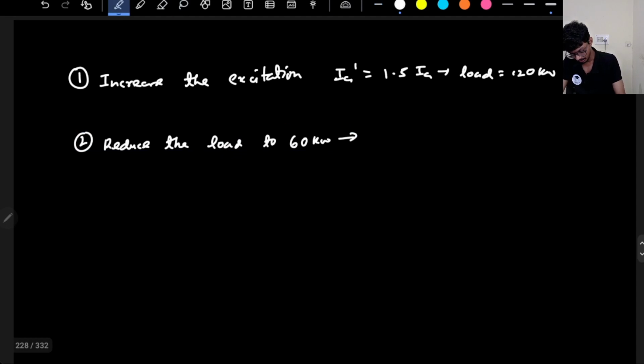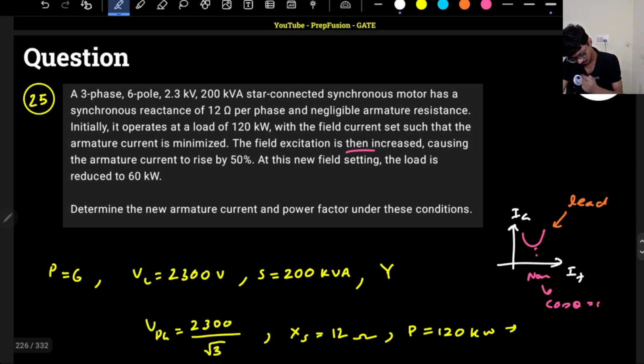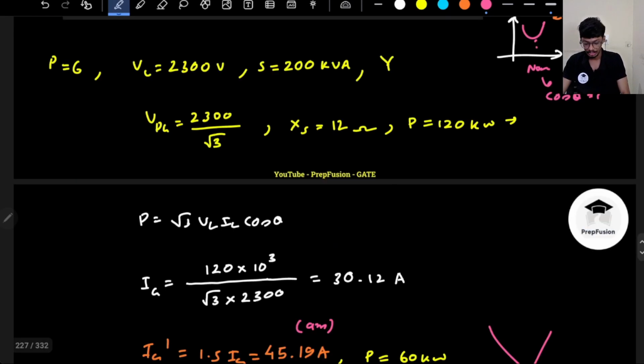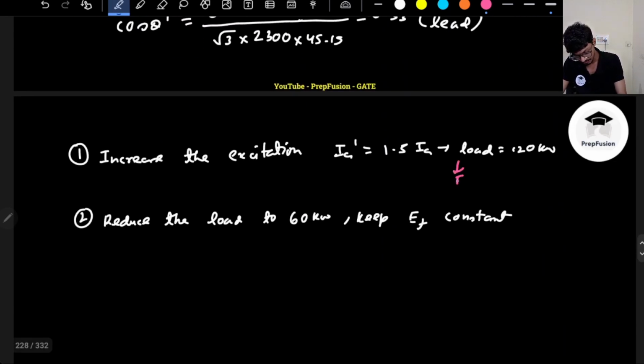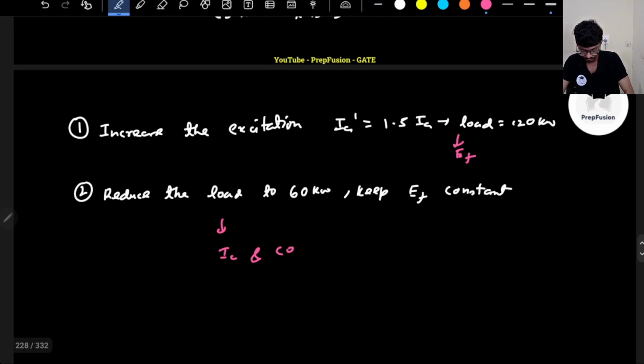That will reduce the load to 60 kilowatt, keeping EF constant. That is the important part. This question is actually very elegant. At this new field setting, now we reduce the load to 60 kilowatt. So I have to find out the EF, and that EF will be constant here. And in this particular load, I have to find out IA and cos theta. Very interesting question. IA double dash and cos theta dash, because then also power factor will change.